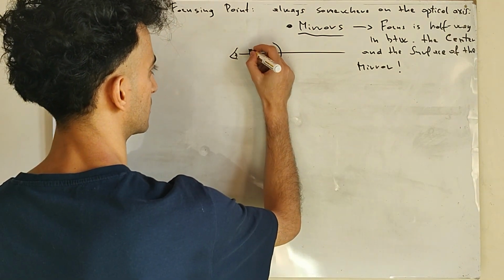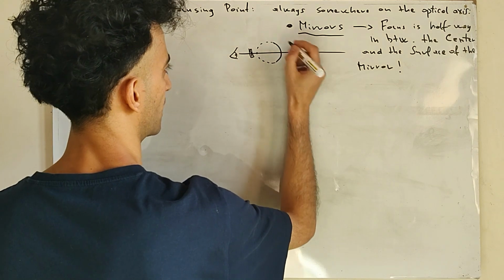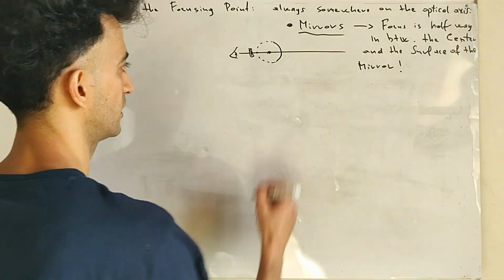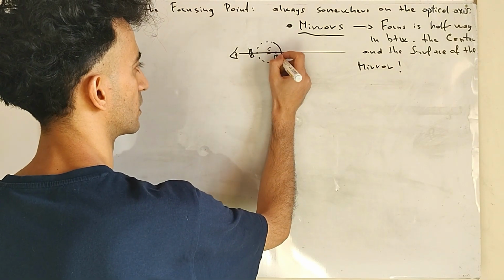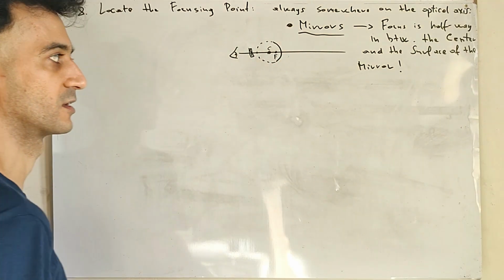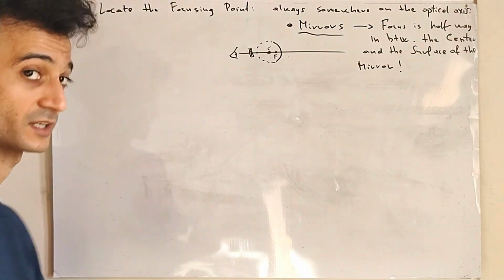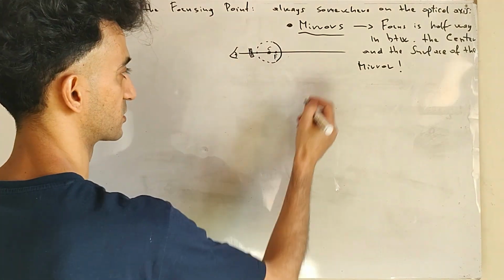An object. This mirror has that kind of a circular structure. If you extend it to the center, right halfway in between the center and the surface of the glass, there's a focus. Okay, that's important. That's true only for mirrors.